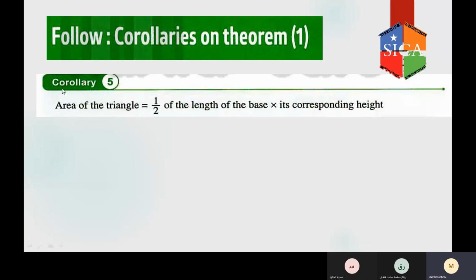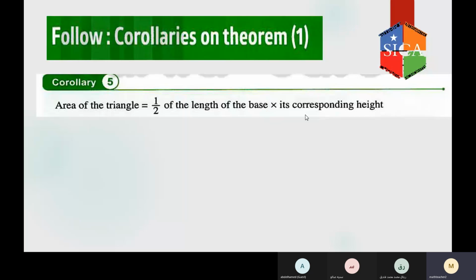Here, the area of a triangle equals half the length of its base times its corresponding height. A triangle has three sides, and each side may be a base. Each base has a corresponding height. Then we have three heights and three bases. Each base times its corresponding height times half equals the area of the triangle.